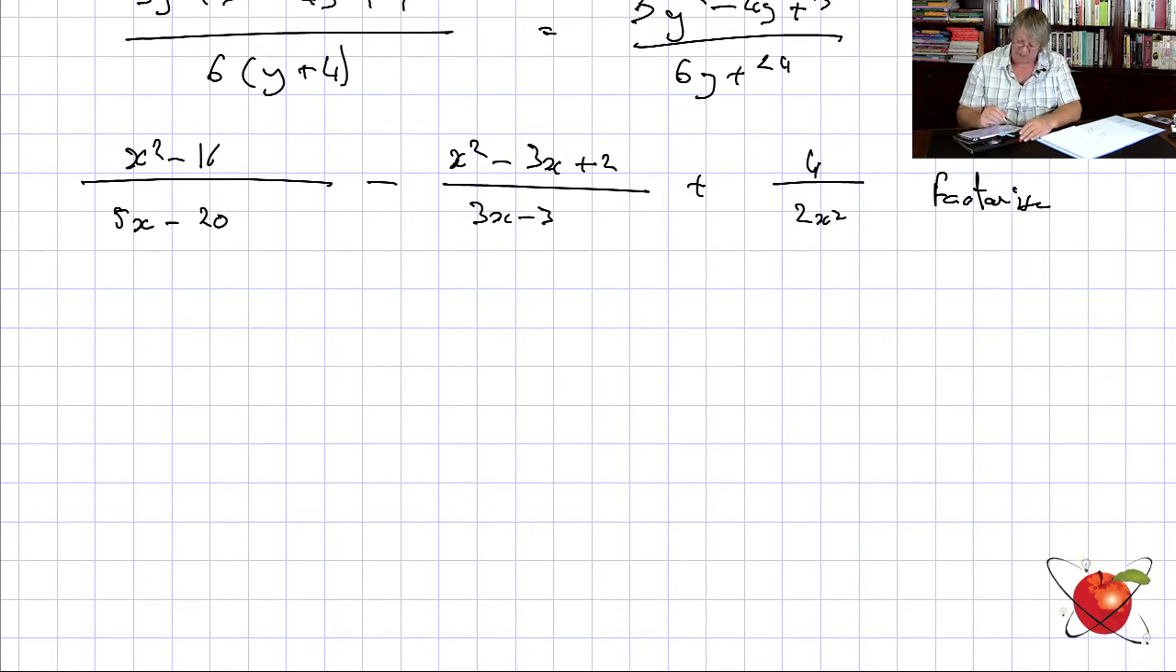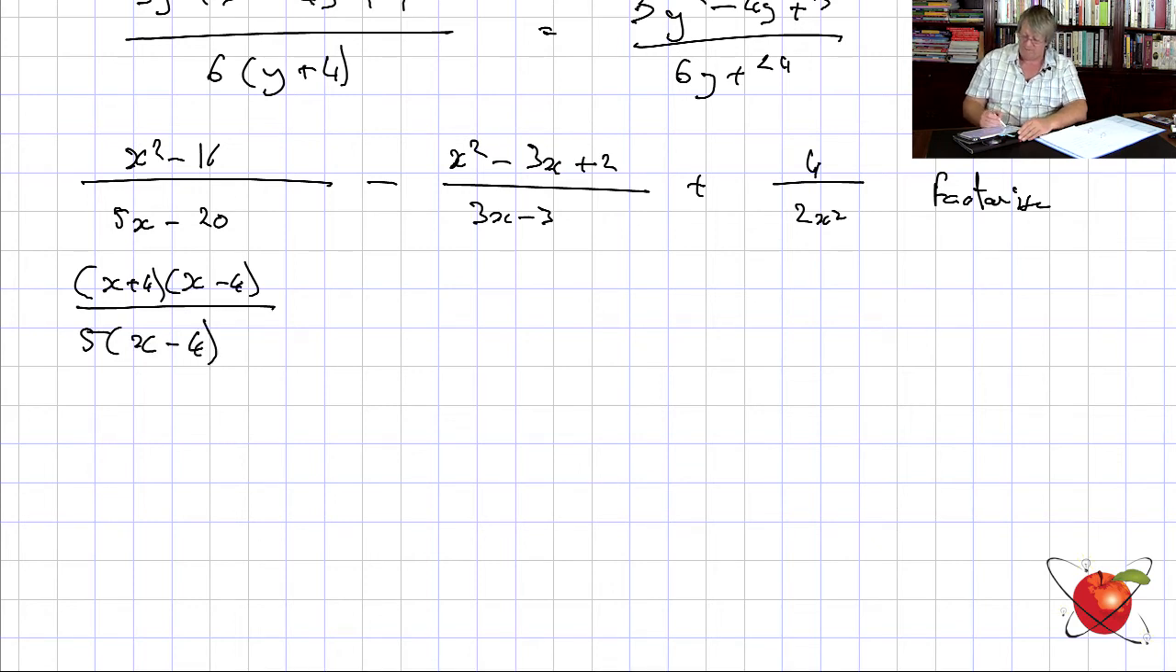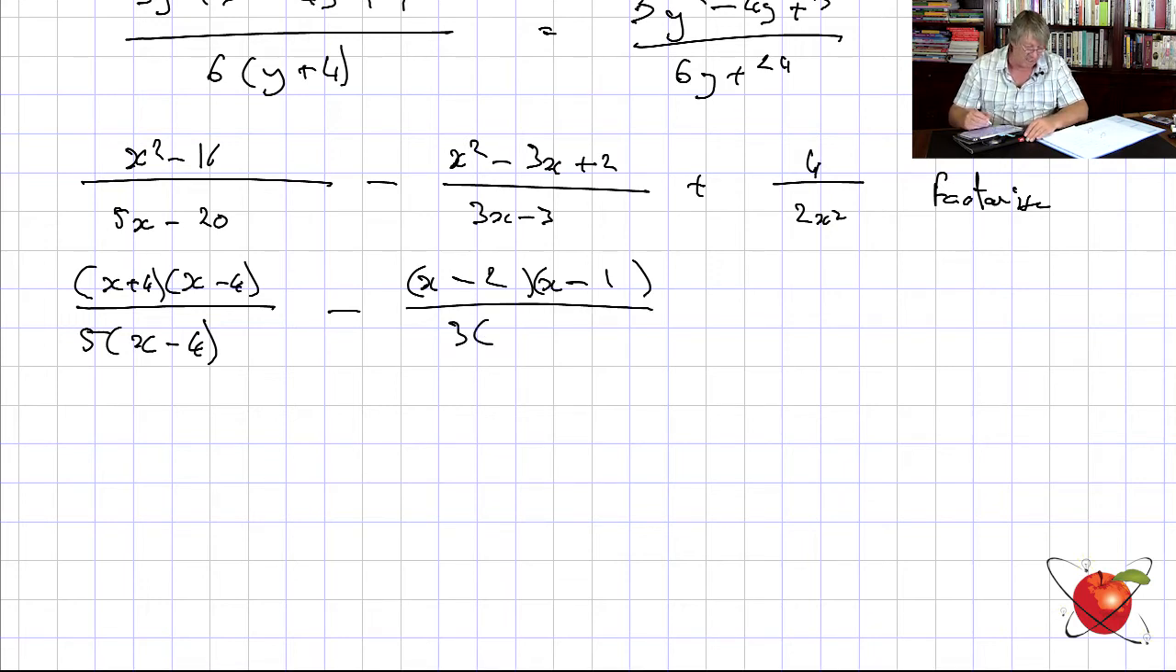Right? Right, let's see. X squared minus 16, that's the difference of 2 squares. That's going to be (x plus 4)(x minus 4), right? Over 5 comes out, leaving us with an x minus a 4. 5x minus 20 is there. Now I've got to factorize that. It's a trinomial, double bracket. First term is an x and an x because I need an x squared, right? My only option for the next one is a 2 and a 1, and it's going to be a minus and a minus because I need a plus, all right? And over here, I've got a 3 times (x minus 1). Plus, and over here, 4 over 2x squared.